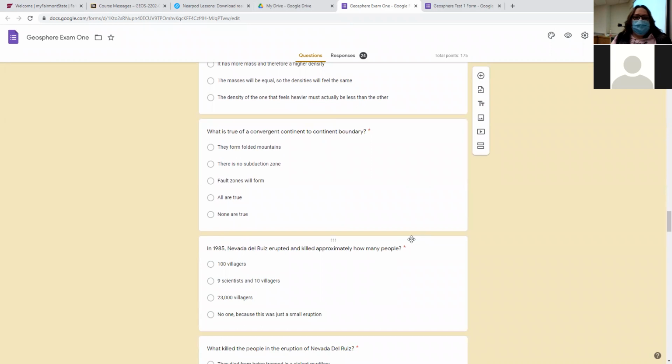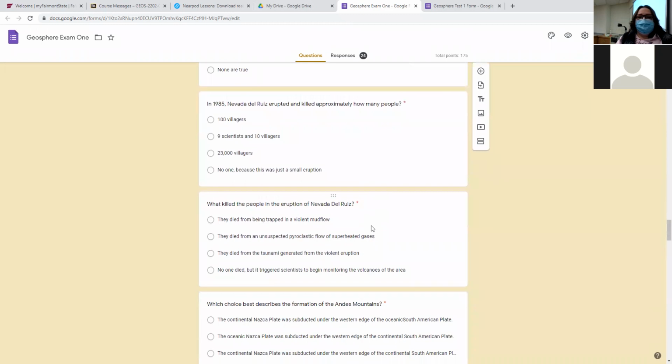What is true of a convergent continent to continent? Yes, they form folded mountains, like the Appalachians or the Himalayas. There is never a subduction zone because they're not dense enough. It's like that beach ball in the pool will pop back up. Fault zones will form, yep, rocks will break. So all of those things are true.